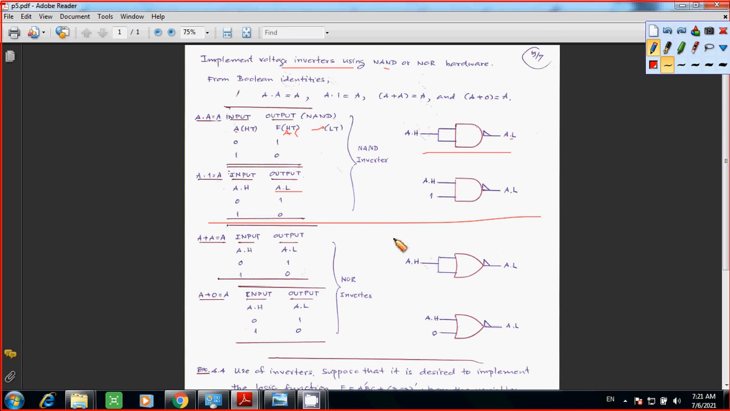Now for the NOR gate hardware, A or A gives you A, so your output still becomes A low true, and this is your symbol for using a NOR gate. And A or 0 gives you A, and your output is also A low true. Okay.